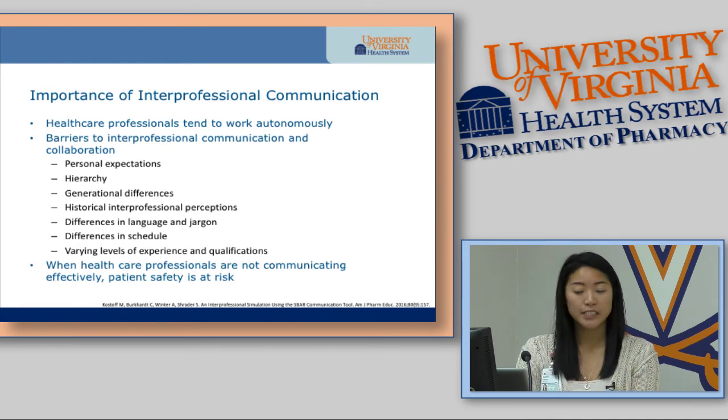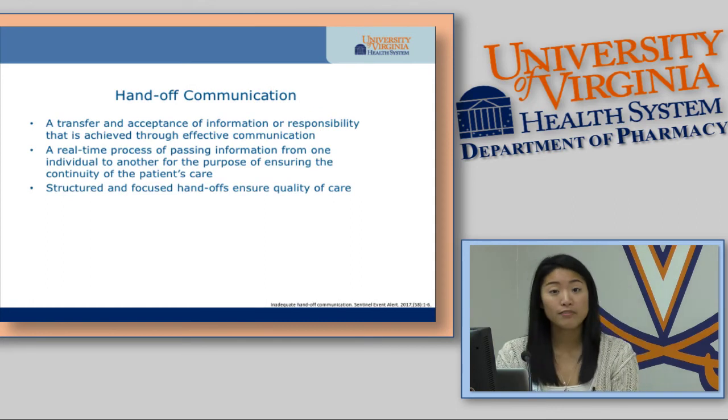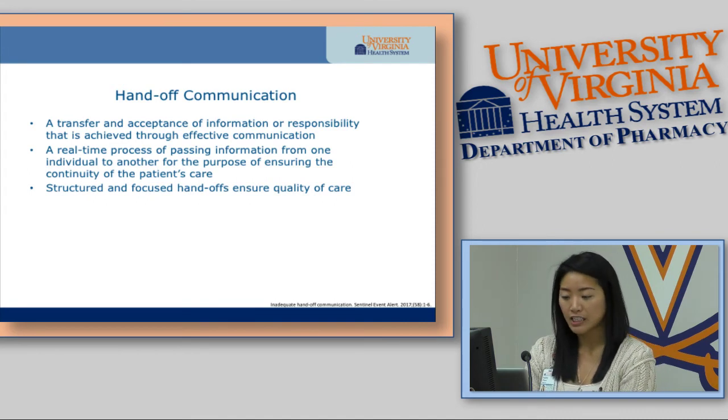And so effective teams must cultivate these critical interprofessional communication behaviors in order to achieve efficient and safe patient outcomes. And when a team needs to communicate complex information in a short period of time, it's usually very helpful to use structured communication. A form of structured communication is handoff communication. This is a transfer and acceptance of information or responsibility that's achieved through effective communication.